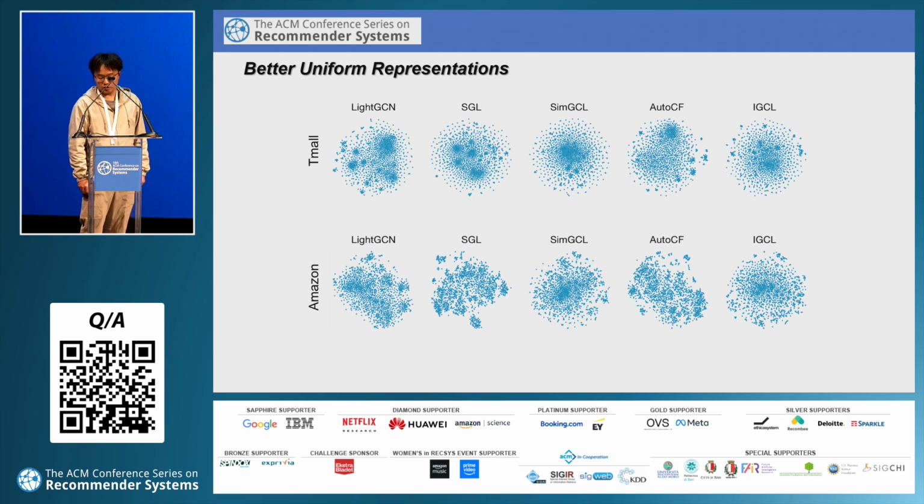On Amazon, the distribution of IGCL is noticeably more dispersed and closer to a circle. This suggests that a certain distance is maintained between users in IGCL, which effectively preserves users' unique preferences.